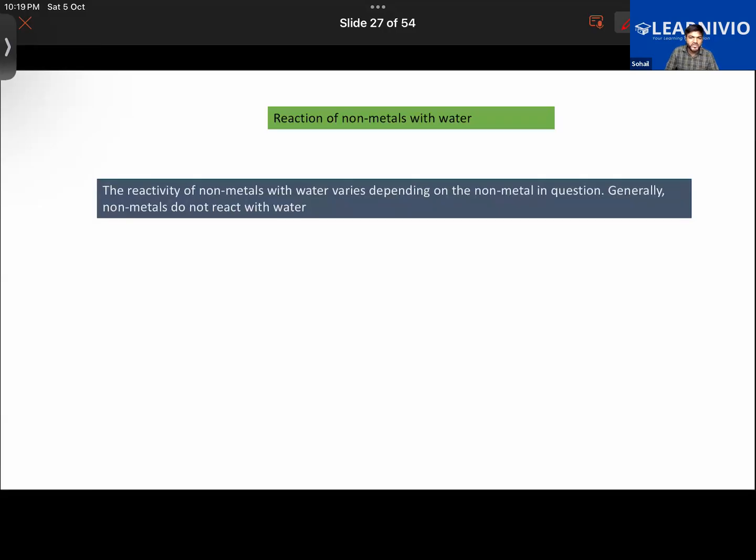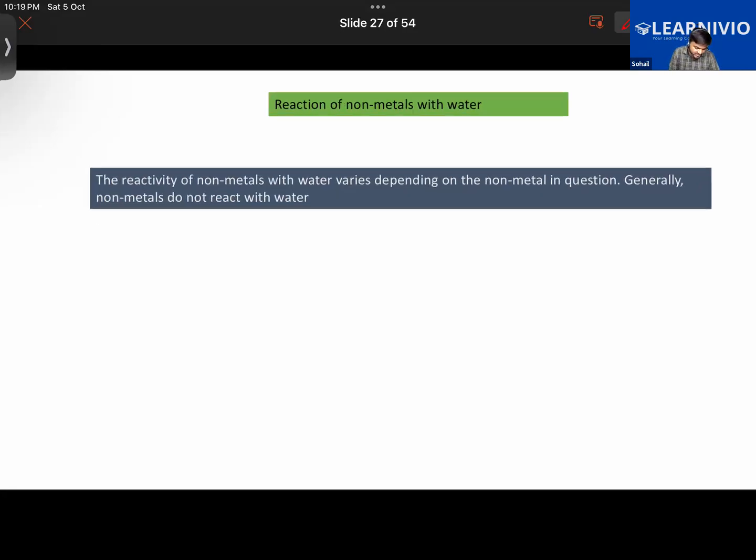So we learned about the reaction of metals with water. Taking the case of the reaction of non-metals with water, the reactivity varies depending on the non-metal in question. But nonetheless, generally we see that most of them do not react with water. So if the question asks about the reaction of non-metal with water, our simple answer is that generally the reaction of non-metal with water does not occur. Is that clear to you?